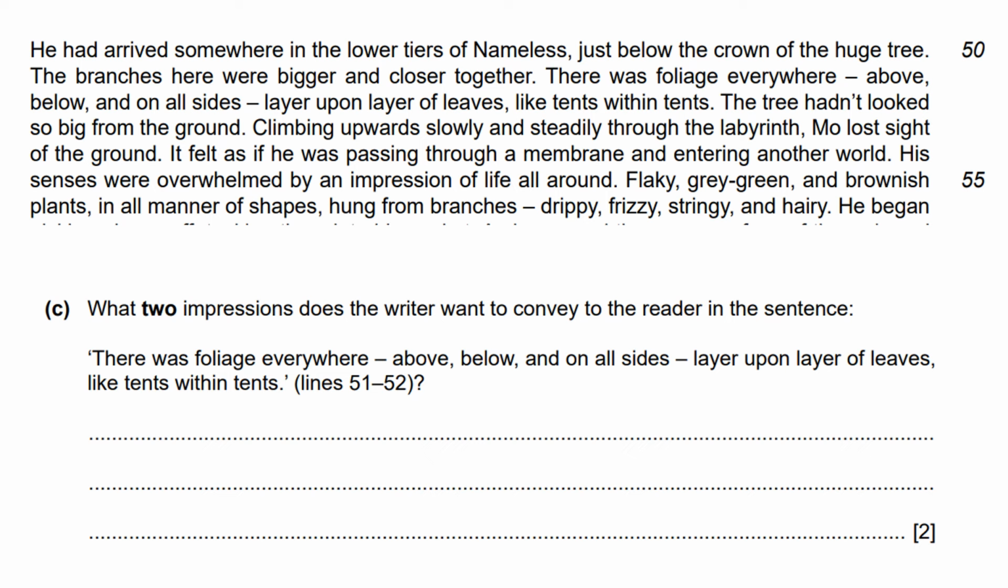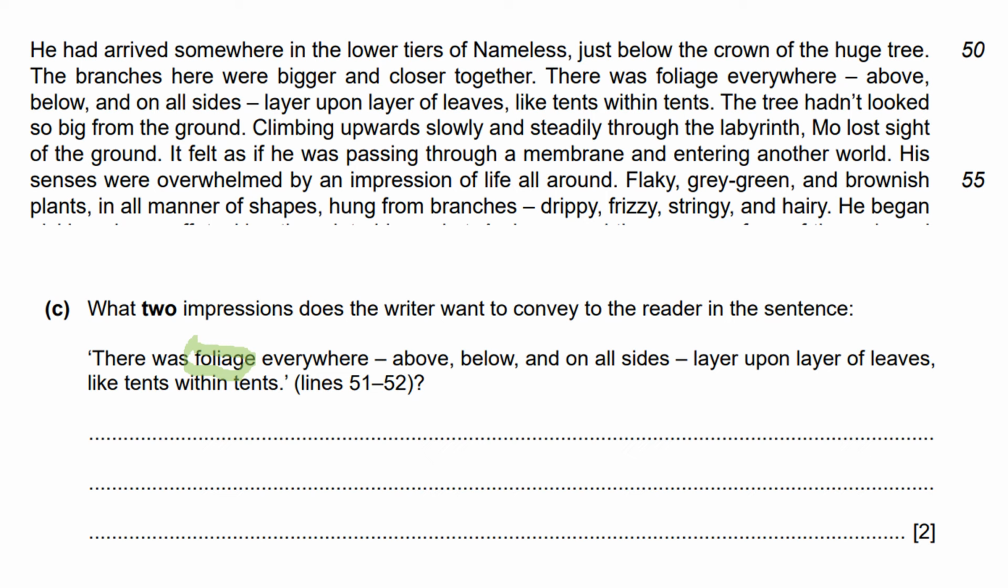Now look at this. What two impressions does the writer want to convey to the reader in the sentence: There was foliage everywhere, above, below, and on all sides, layer upon layer of leaves, like tents within tents. Very beautiful imagery has been used here by the writer. Here the word foliage caused a little problem to students. They could not understand it. I must tell you that foliage is the upper part of the tree where there are a lot of branches and a lot of leaves, so that is called foliage.